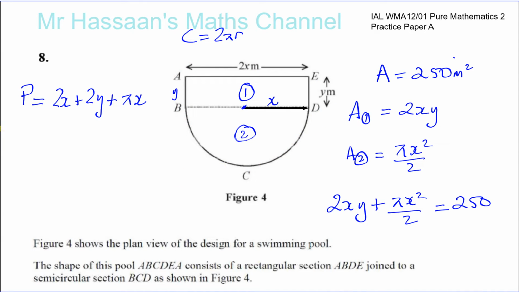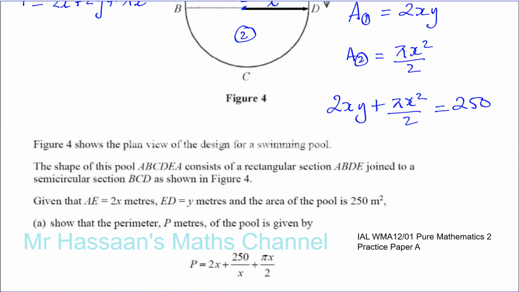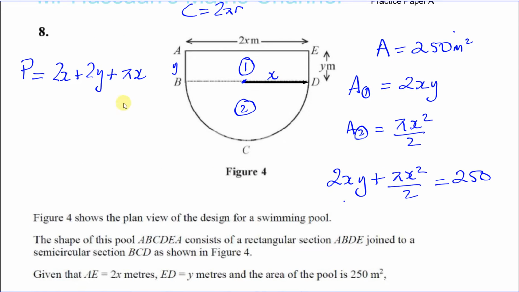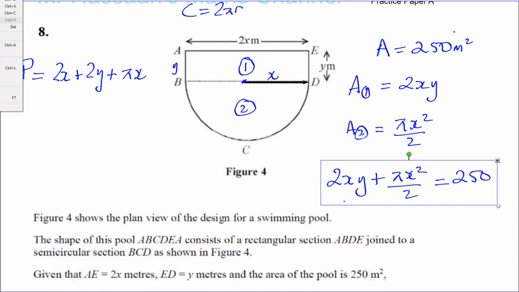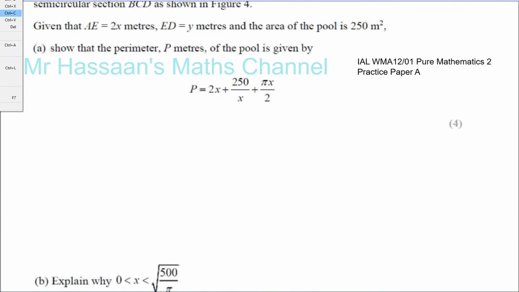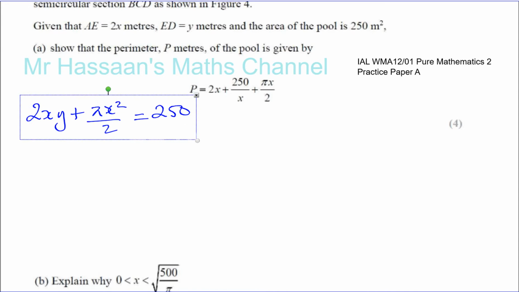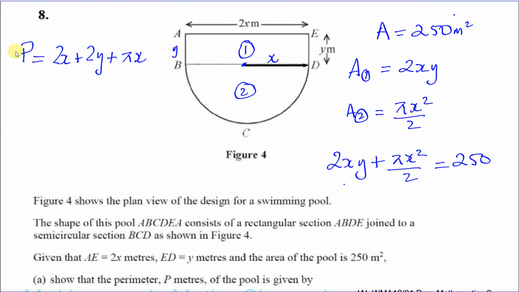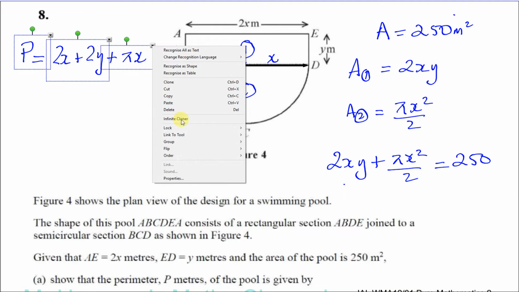Now in what they gave us down here, what you notice is there's no y in there. The y has been eliminated. So basically what we've got to do is use these two together to eliminate the y. So once I've got this all written out, I'm going to take these two equations, put them down here, and combine them together algebraically, and hopefully we'll end up with what we're supposed to end up with. So let me just group that together.